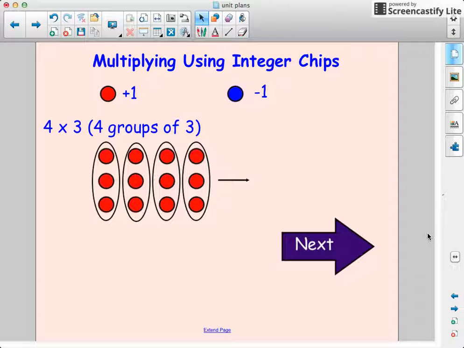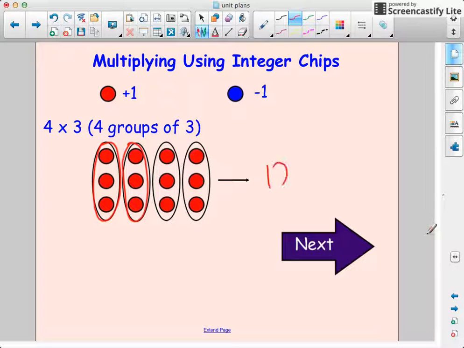Now we're going to use red chips for positive, and I like to think of it as the Calgary Flames because they're great. And blue as negative as the Edmonton Oilers because they are not. So remember that. So 4 groups of 3. I have 3 positives in each group on this one, and I make 4 groups. My answer is the total. Obviously, you know that the answer is 12 for this. But it's important to remember this. So write that in your notes, please.